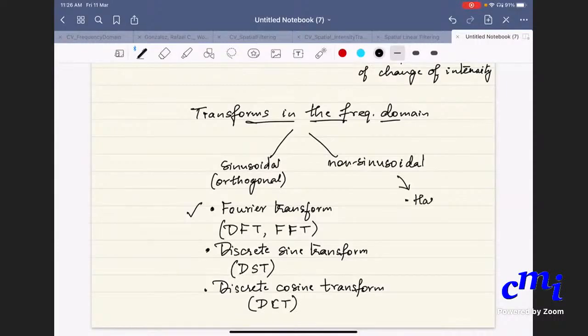There are also non-sinusoidal transforms possible. There's something called the Haar transform, Walsh transform, Hadamard transform, and so on. So frequency transformation can be done in any of these domains or using any of these transforms. But then again, in each case, you need to know the properties of those transforms, and what the frequency profile is telling you in each of those cases.